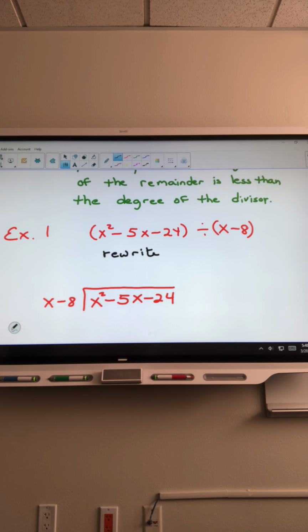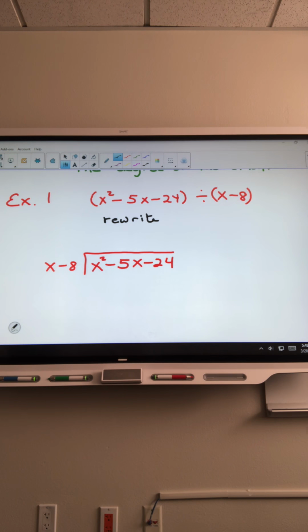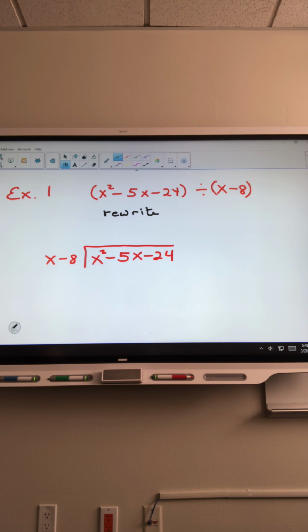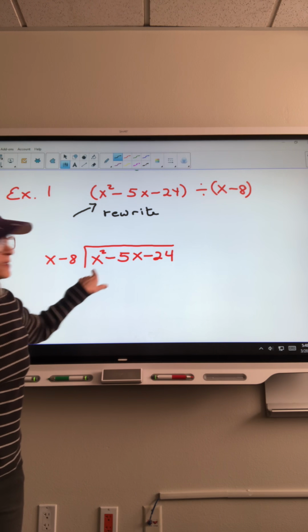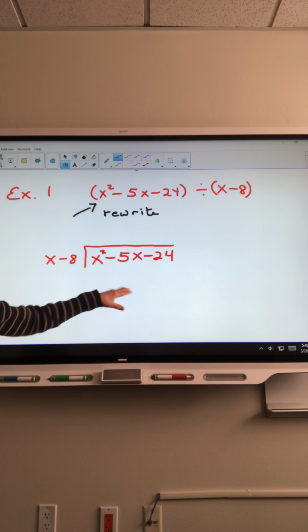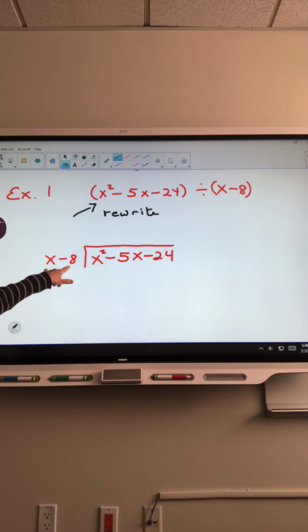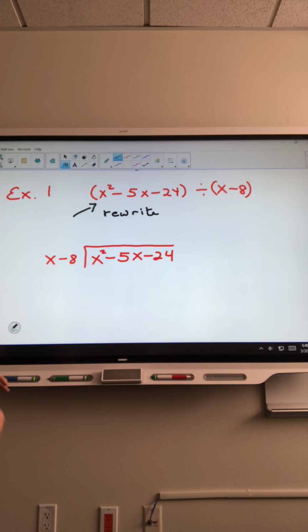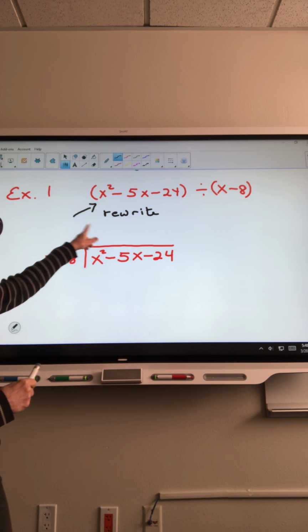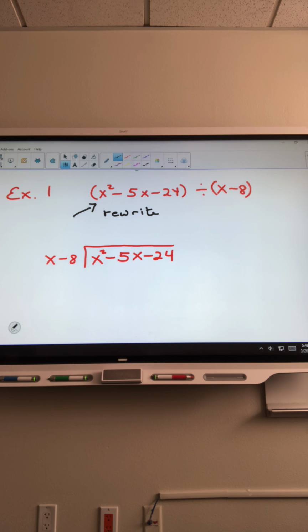Okay, so this is how we start. So example 1 is x squared minus 5x minus 24 divided by x minus 8. So this is the dividend, and the dividend is the number that goes inside of the house of the division. The x minus 8 is the divisor. So dividend, divisor. You rewrite it, I meant like as long division. Okay, now it's written in descending order already, so we don't have to move anything around.